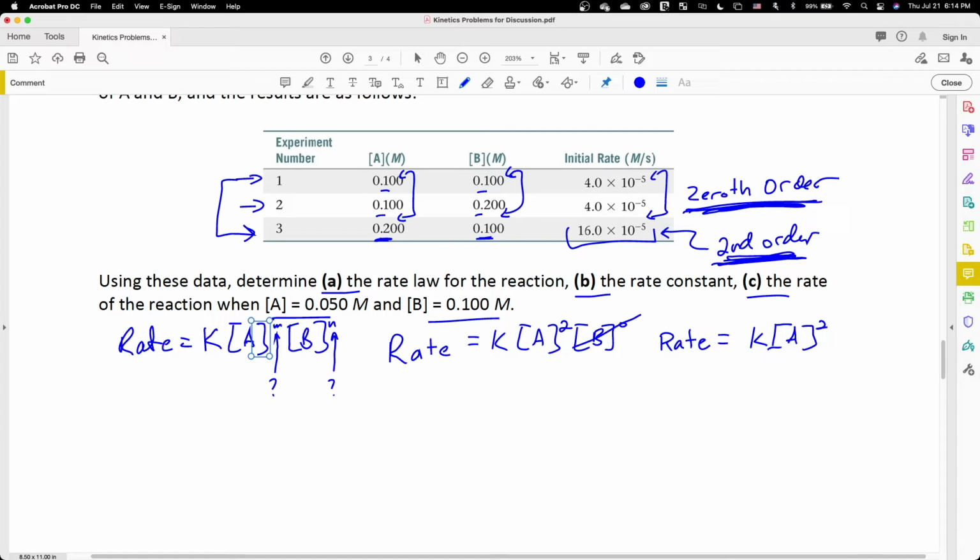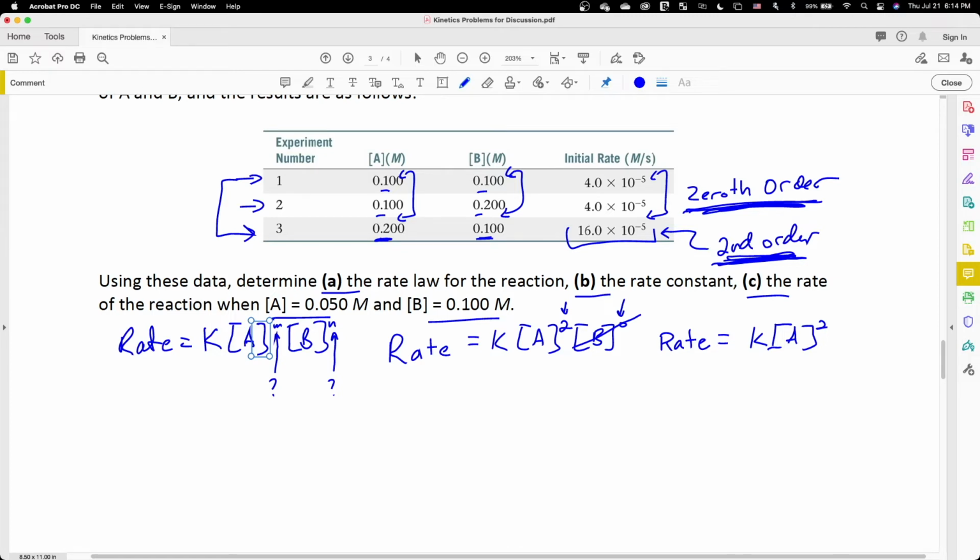Which is good. And again, in discussion, I did go through all the laborious math on how we can actually solve for these two exponents, right? This exponent and this exponent. But really, using the trick I taught you, we don't have to, because you can just look at the rates and see if the rates are doubling or quadrupling or staying the same, and you can determine from that if it is a second order, first order, or zeroth order reaction with respect to the reactant that is being doubled or held constant.